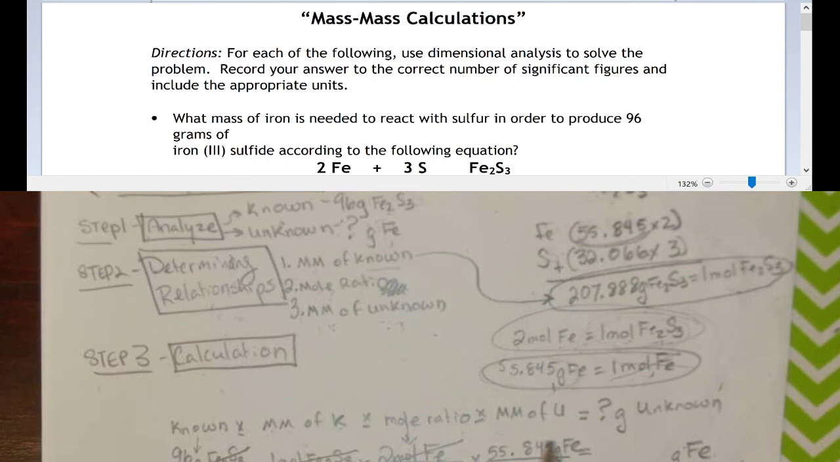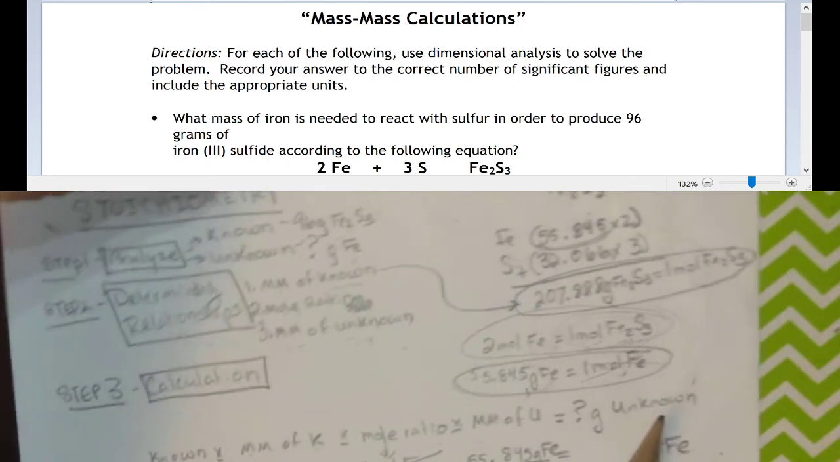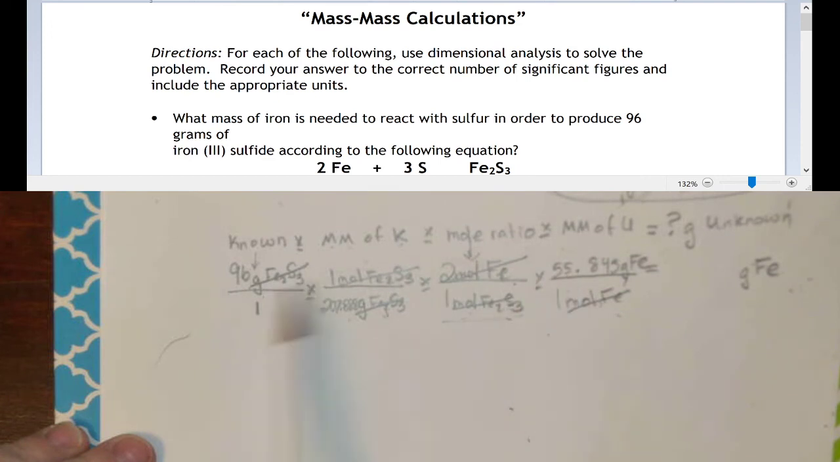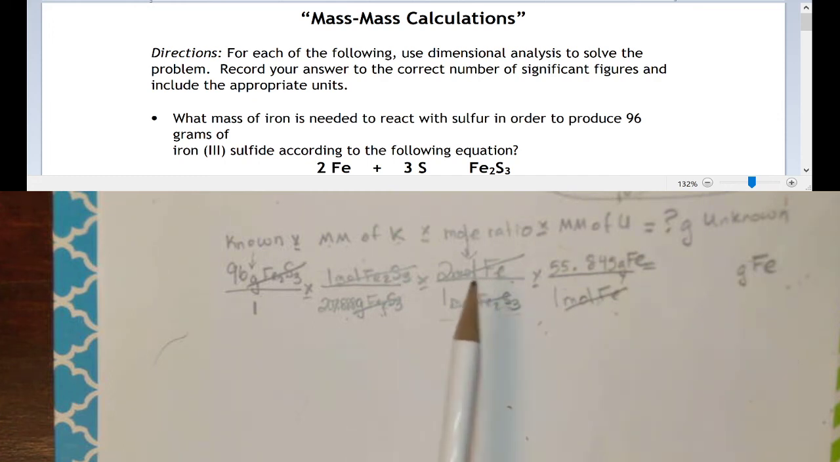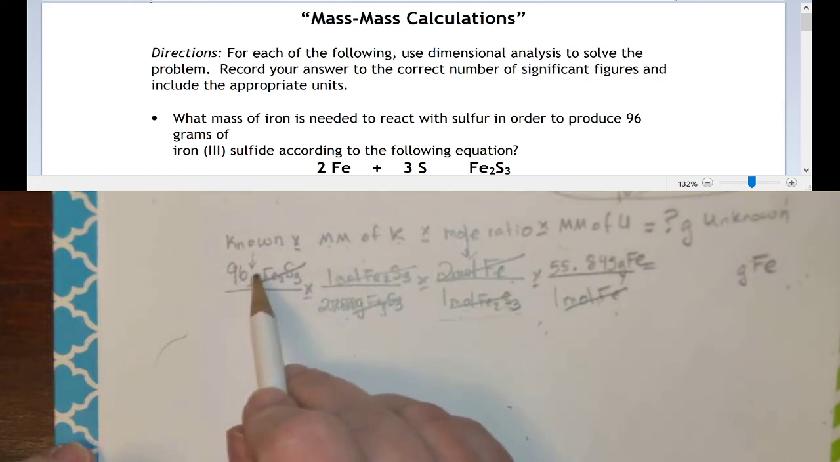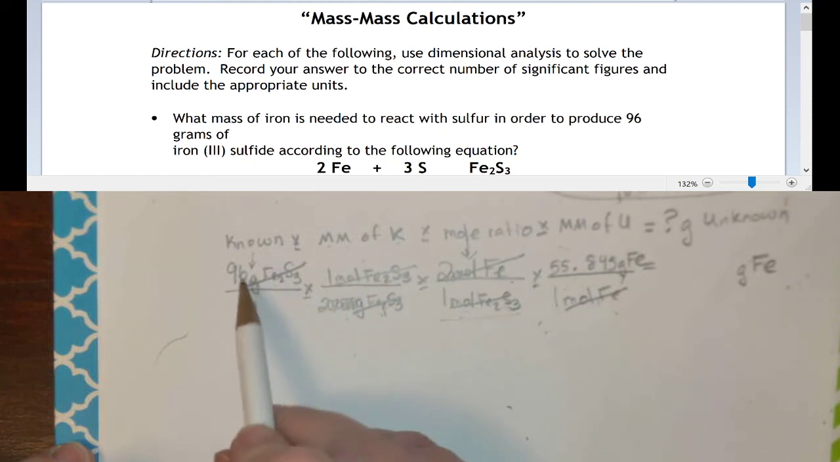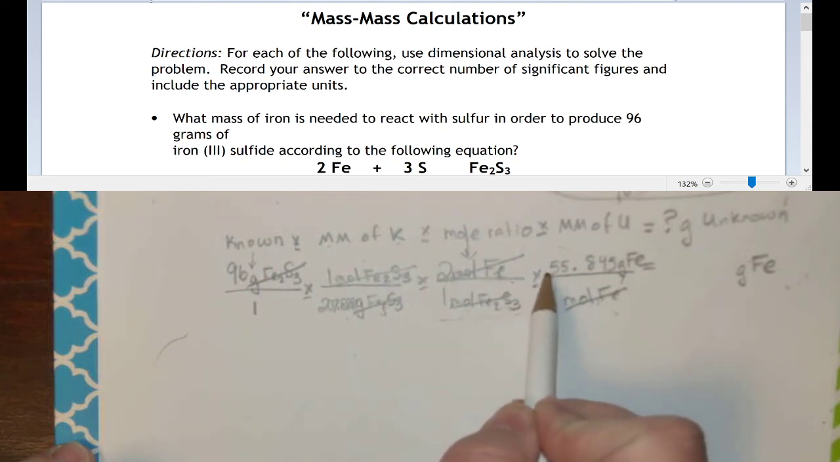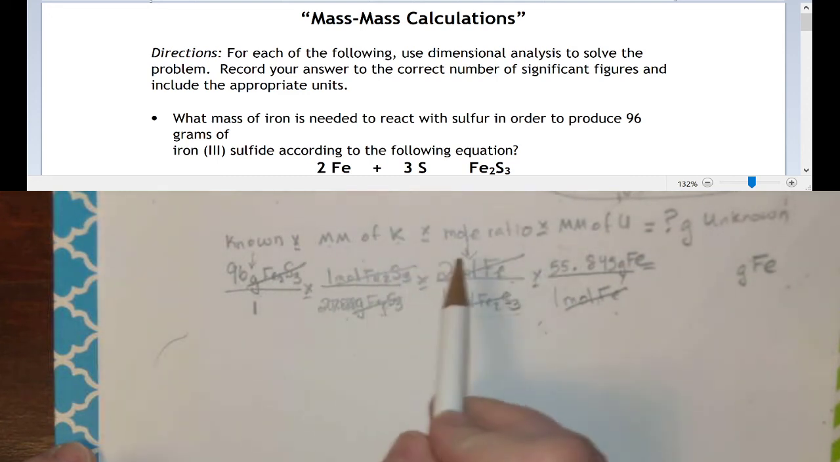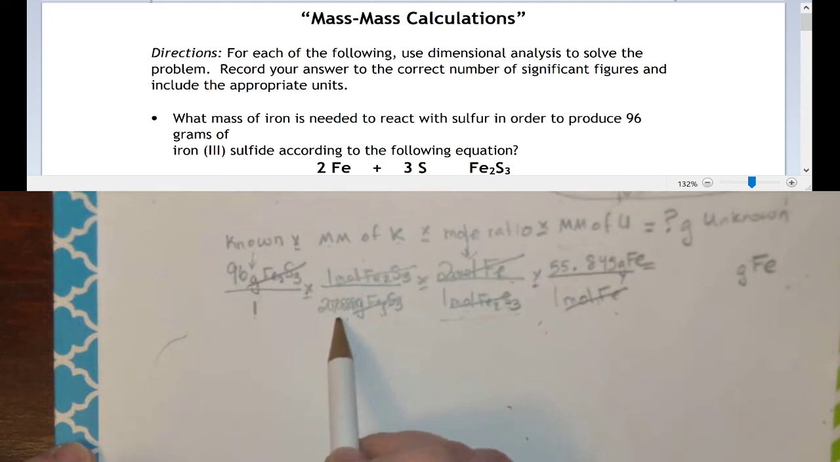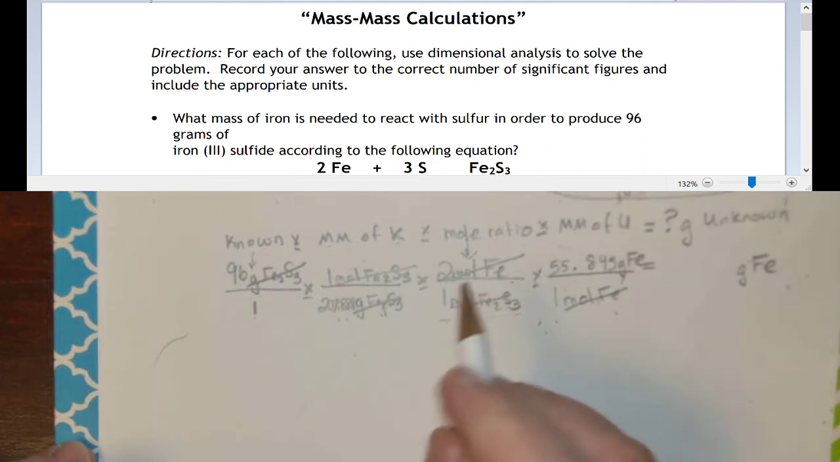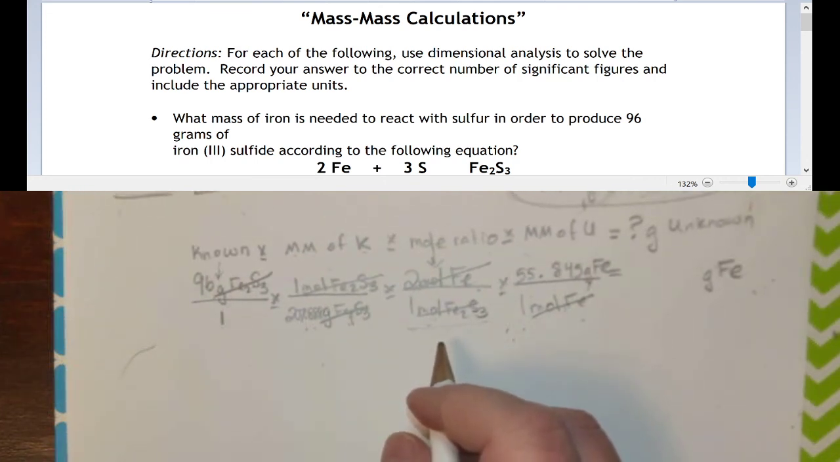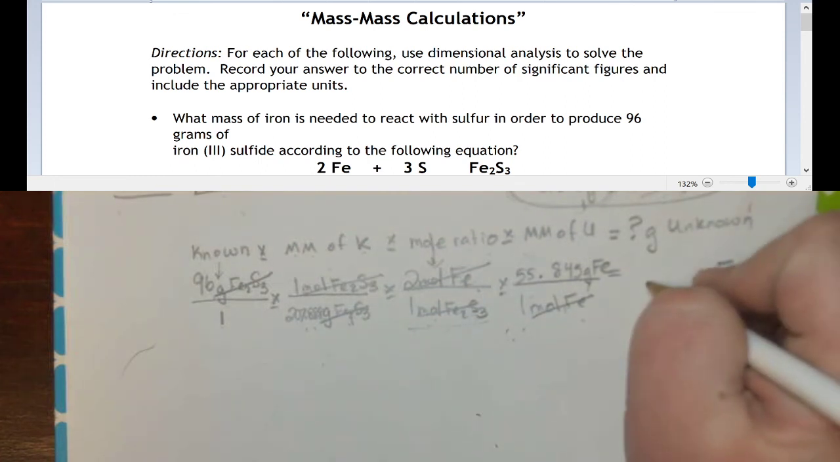Now we will multiply all of the top, multiply all the bottom, let me scoot it up. Multiply all the top, multiply all the bottom, top divided by bottom to get our answer. Another way of doing this, kind of a shorthand way, would be to multiply the numbers on top. So in this case, 96 times 1 times 2 times 55.845. Divide by the numbers on bottom. So divide by 1, divide by 207.888, divide by 1, divide by 1. Find your answer and round it to a whole number. Select the whole number. That's right, 52.